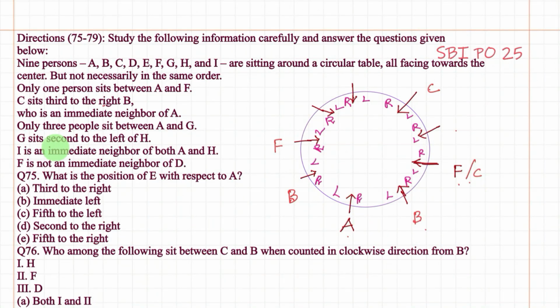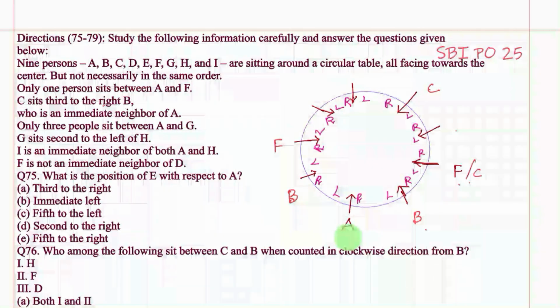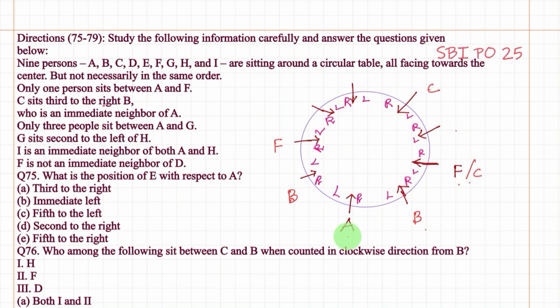Or if this is B's place, then C sits first, second, third to the right of B. And then the next point is only 3 people sit between A and G. So A is here, there are going to be 3 people sitting between them. So 1, 2, 3, then this might be G's place, or if it is this side, 1, 2, 3, then this might be G's place. We are not sure yet.